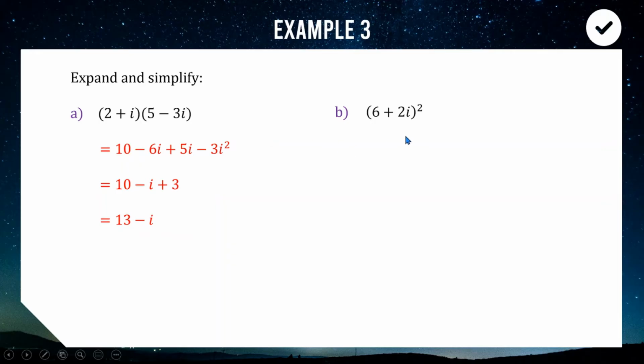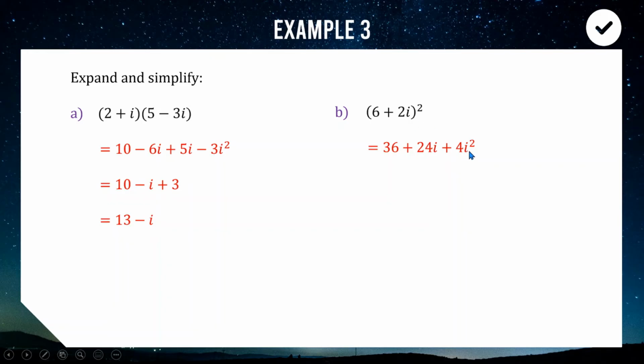Okay, for question B, we have 6 plus 2i squared. We're going to use a perfect square expansion. So we're going to have 6 squared at the front. In the middle, we're going to have 6 times 2i is 12i. We're going to double it to 24i. And on the end, we have 2i all squared. So we have 4i squared.